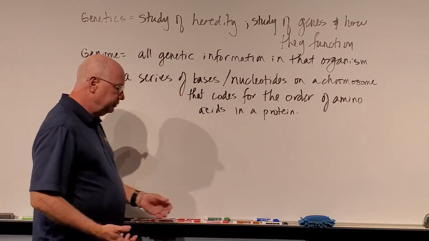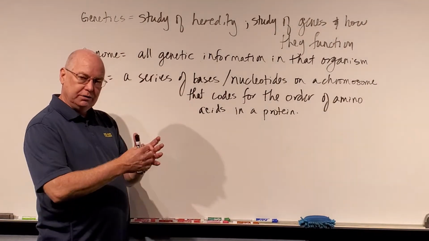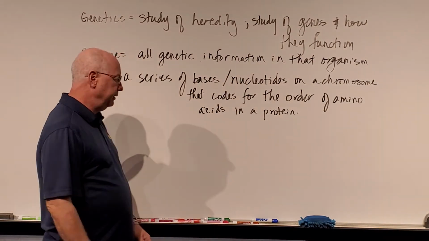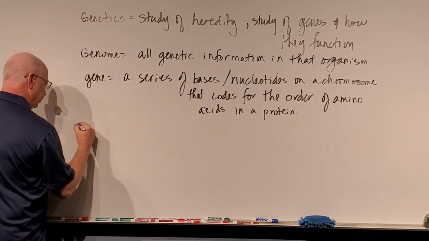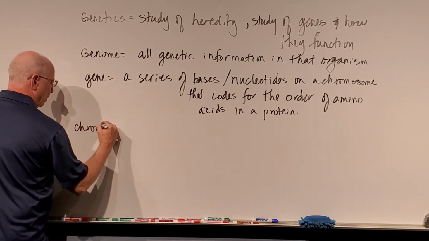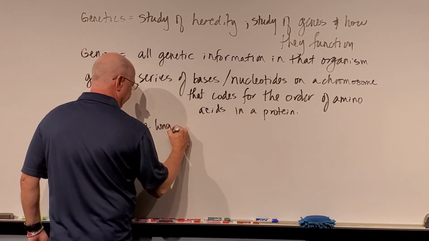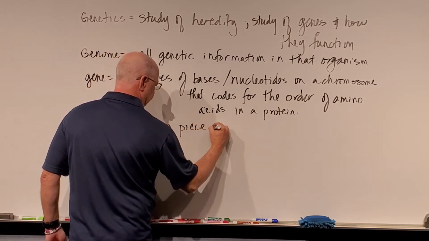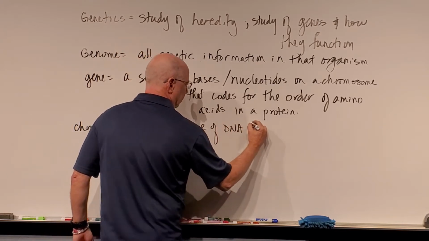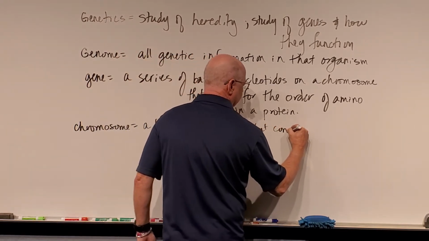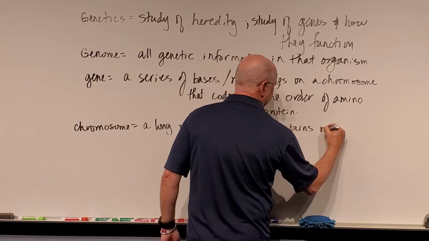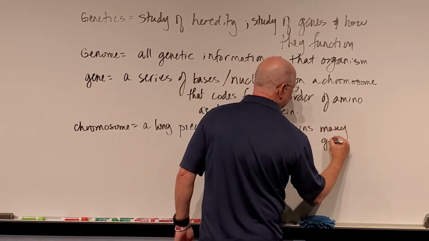And if I have a whole bunch of genes, I could put them all together into one long piece of information, which is what we call a chromosome. A chromosome is a long piece of DNA that contains many genes. And again, this isn't the best explanation.